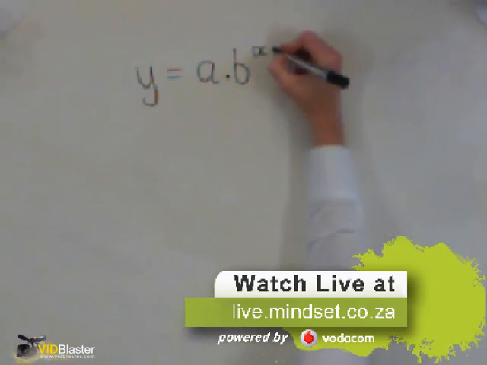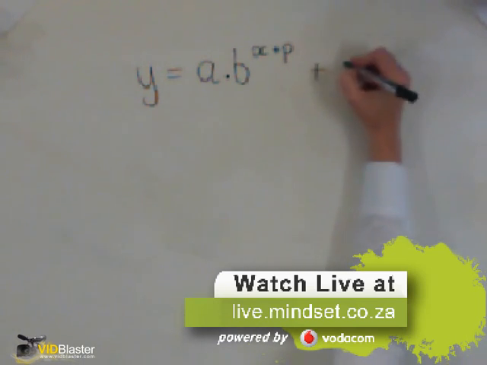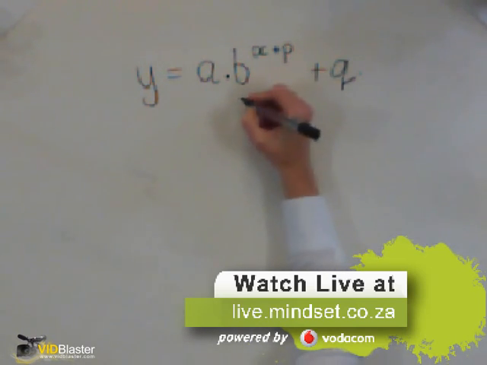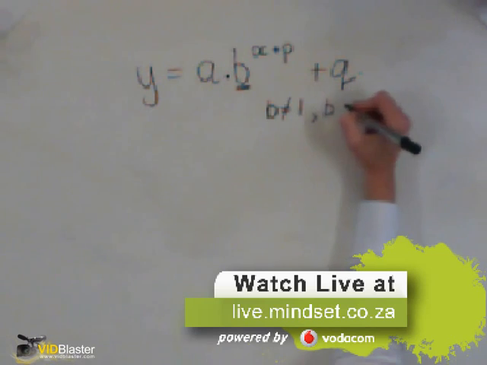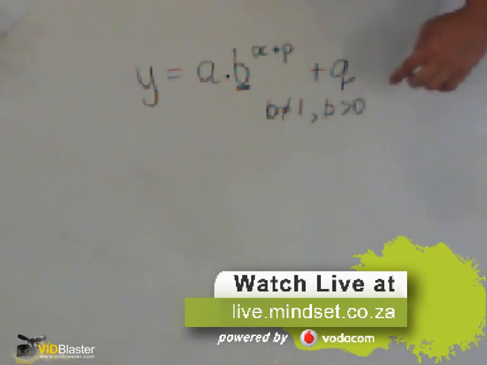Okay, now we've done the two functions. Let's move on to the third one, the exponential. So our exponential function is y is equal to a times b to the power of x plus p, and here we get our horizontal shift, plus q. Now the important thing to remember is that b cannot be equal to 1, and b should also be greater than 0. This comes into play quite a bit with the inverse functions next year in grade 12.